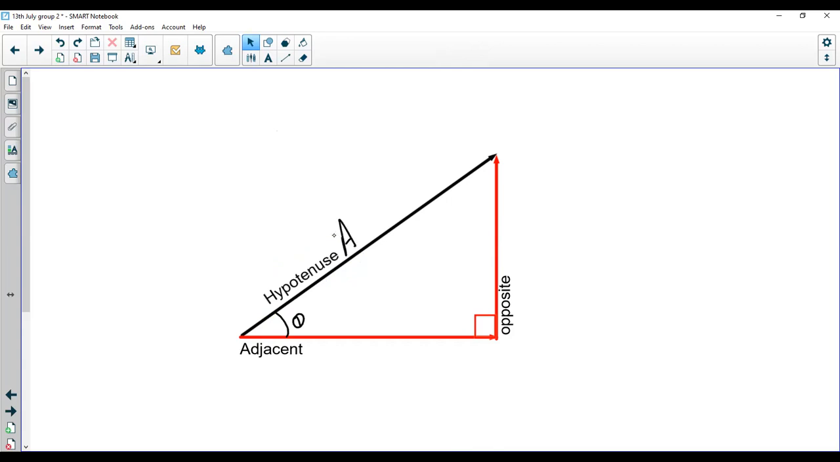Can you say that? What will be the magnitude of the adjacent side and what will be the magnitude of the opposite side? Not the value, but the formulas in terms of A and theta.